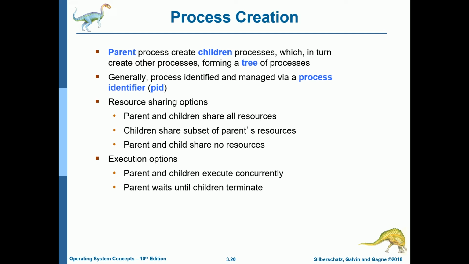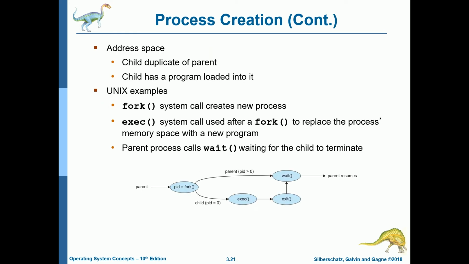Now, when a process creates a new process, there are two possibilities for the execution. First, the parent continues to execute concurrently with its children. Or alternatively, the parent has to wait until some or all of the children have terminated. There are also two address space possibilities for the new process. First, the child process is just a duplicate of the parent process. Or alternatively, the child process has a new program loaded into it.